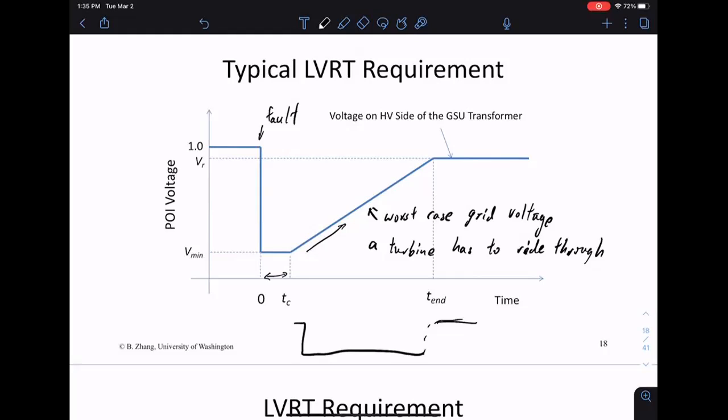This is the kind of curve you're faced with as a turbine. The parameters we have are: what level you can recover to, what the minimum voltage is that you have to deal with, how long the fault takes to clear, and how long it takes the voltage to rise. These are the different numbers we have. They all pretty much look like this. Each area just determines its own numbers.